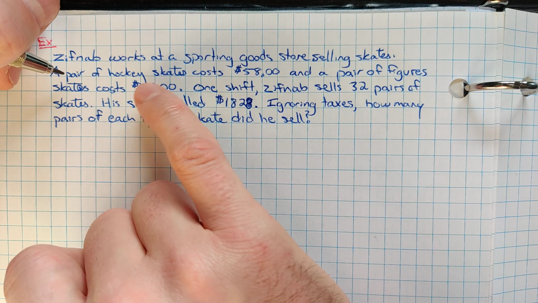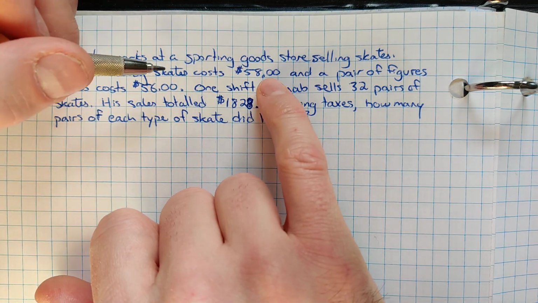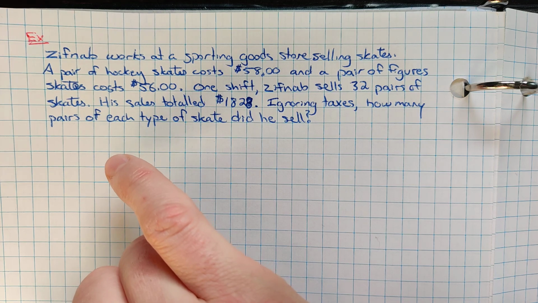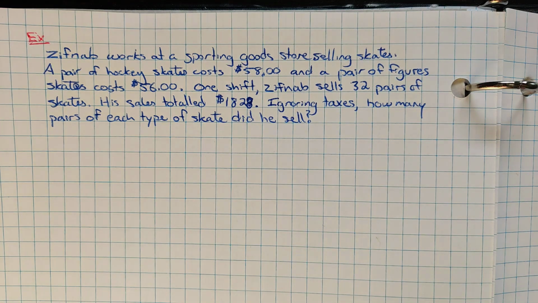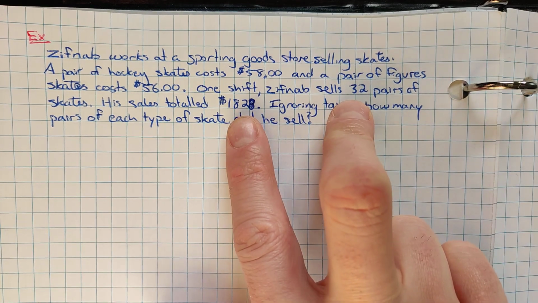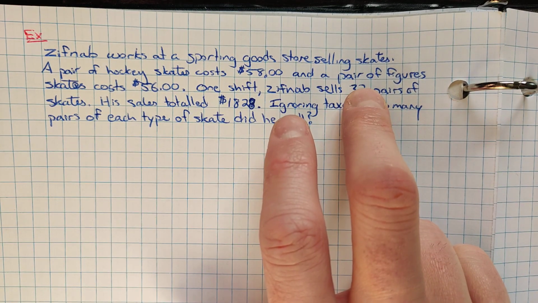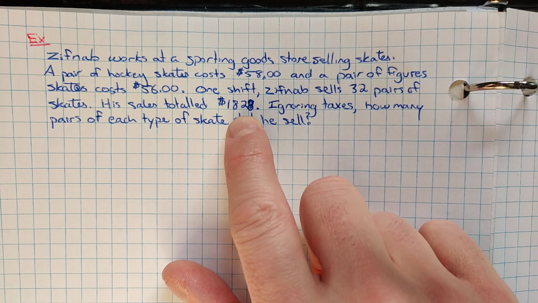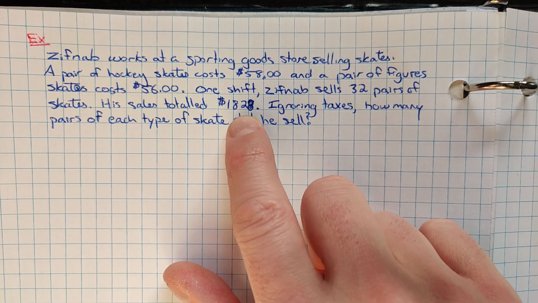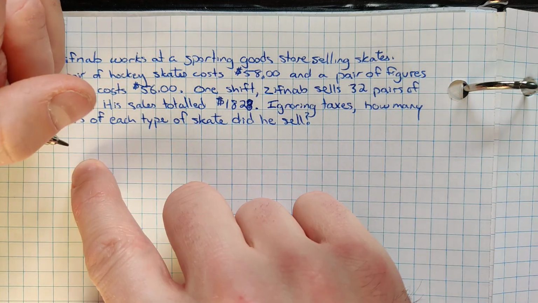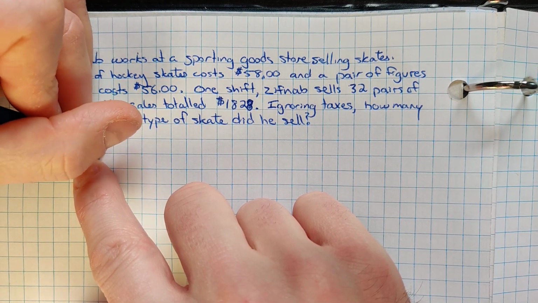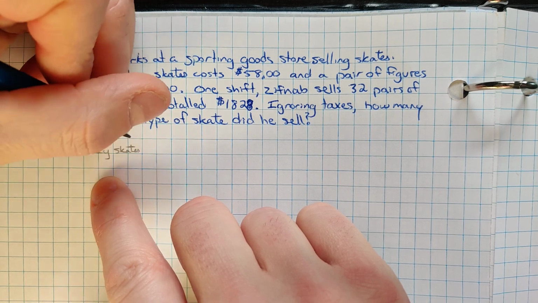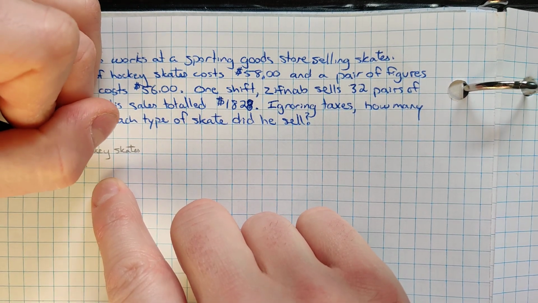Our first equation is tough because we have hockey skates at 58 and figure skates at 56. We're selling 32 and then we're totaling sales. So how do these all go together? We're going to look at the two values here. He sells 32 and he had his total sales of 1,828. The two things we don't know is how many skates. So we don't know how many hockey skates. So we're going to use H for hockey skates. And F for figure skates.